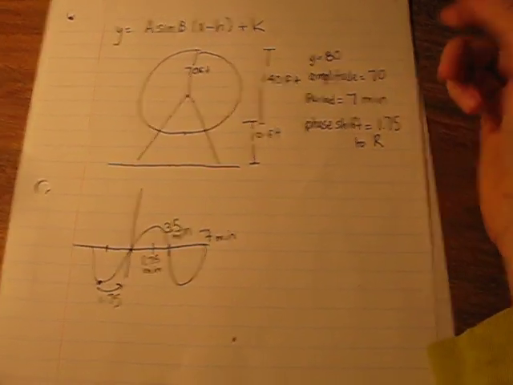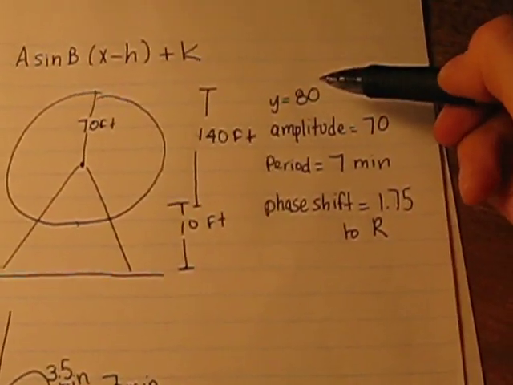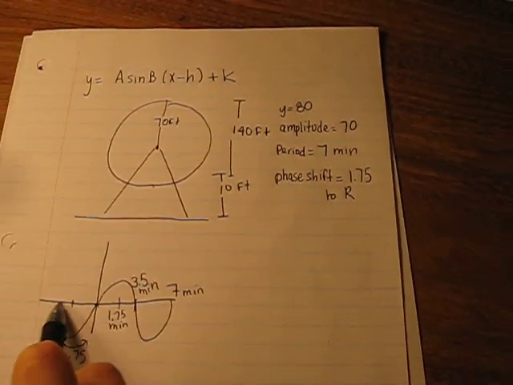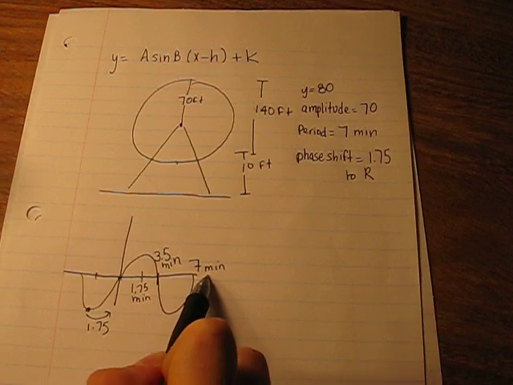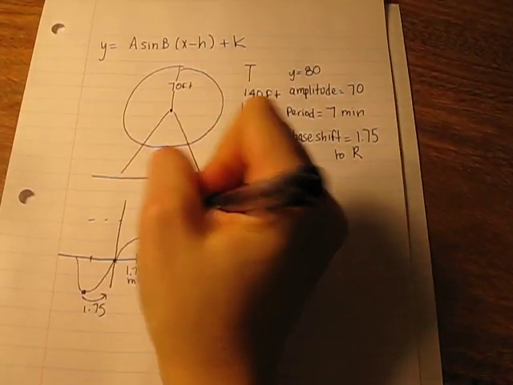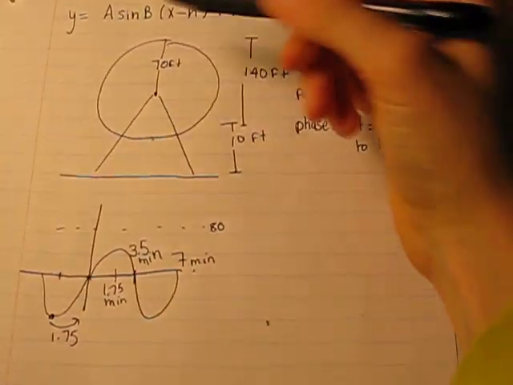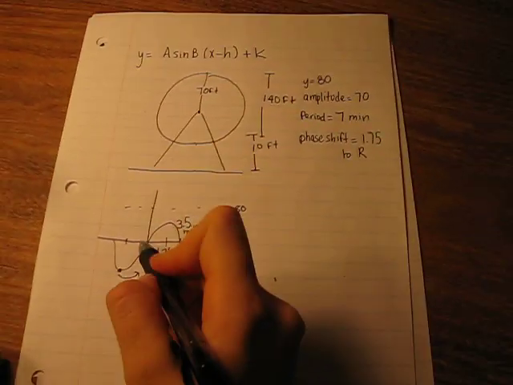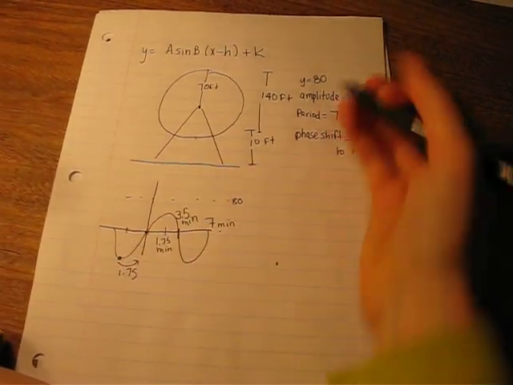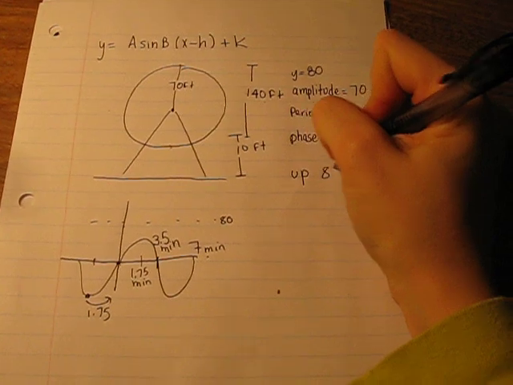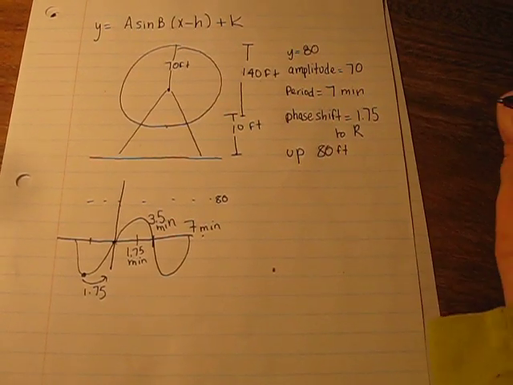Now, based off of our axis of wave, which is the line that goes through the middle of the function, we know that it has to be at 80 feet because that's the middle of the Ferris wheel. So we have to move the function 80 feet up. So it's going to have a movement of up 80 feet.